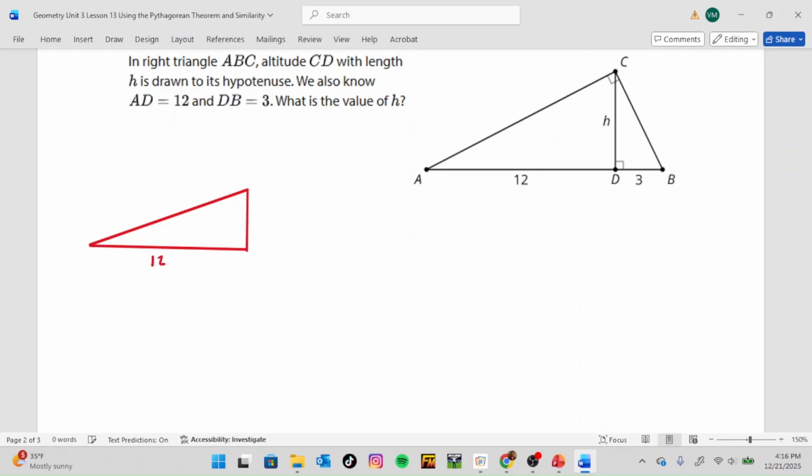And down here we have 12. And on the end we have h. Now the other triangle that was created was this smaller triangle on the right. And we know that the bottom is 3 and the side here is h. And then we have our 90-degree angles.